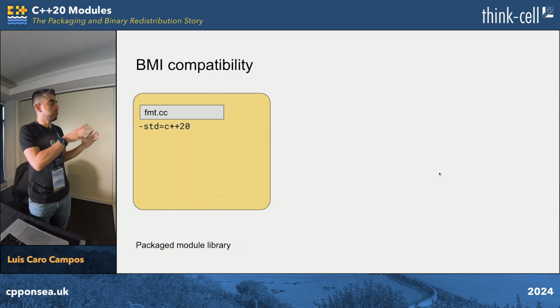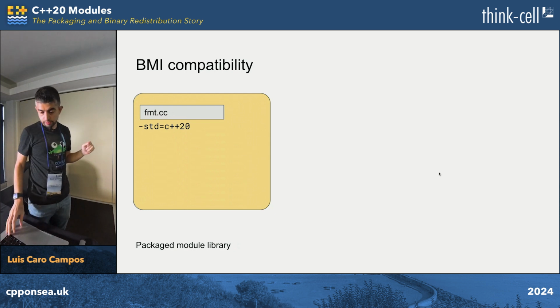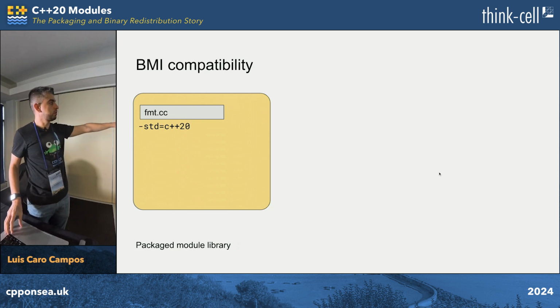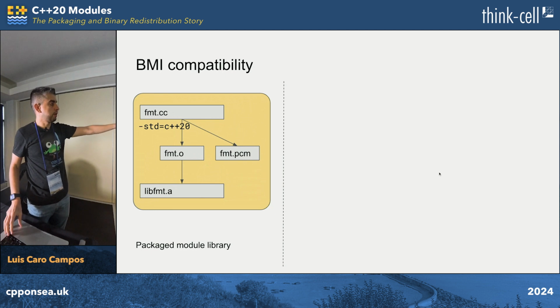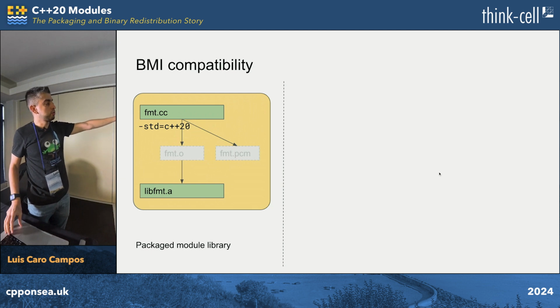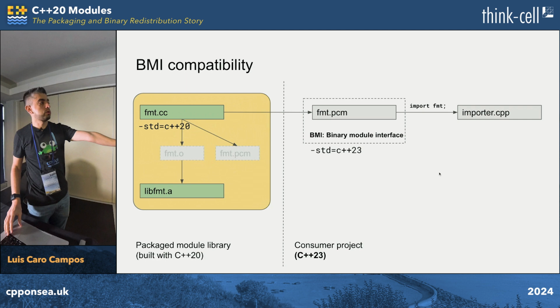So this is something that's actually really good now. Let's say I build FMT with C++20. And obviously, when building a library, the compiler is going to generate both those files, and I will link or add the FMT object into libfmt.a. And then these, highlighted in green, are the files that are bundled to my consumers. And then I'm a consumer of C++23.